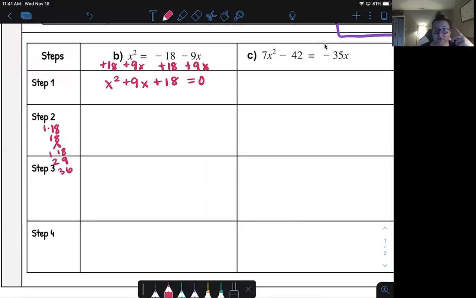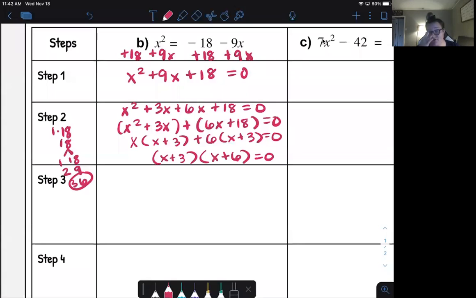Go ahead and factor this on your own. So press pause, then when you're done, press play and check and see if we factored it the same way. Go for it. All right, so the factors I got are x plus 3 times x plus 6 equals 0. Step 3, set each factor equal to 0 and then solve for x. Then in step 4, you're going to write your final answer as x-intercepts and zeros. Go ahead and press pause and then press play when you're ready to check your work. Give it a shot on your own.